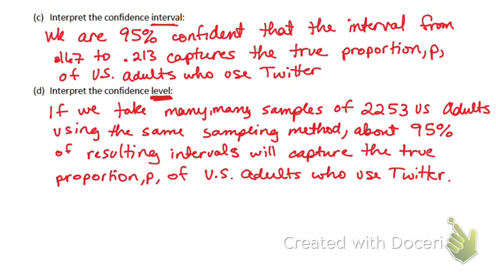If we were to take many samples of 2,253 U.S. adults, create confidence intervals in the same exact sampling method way, then about 95% of those resulting intervals would hit that middle line that is the true value of the population, the true proportion of U.S. adults who use Twitter. Cool?